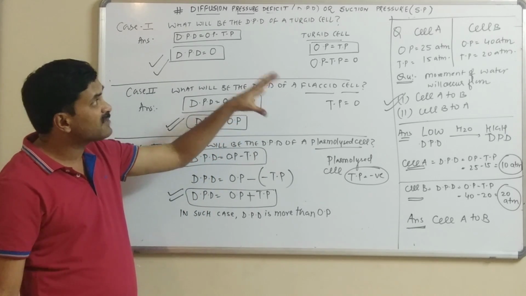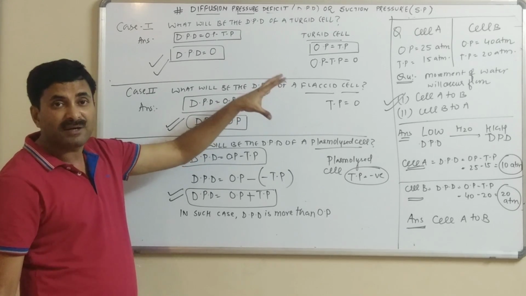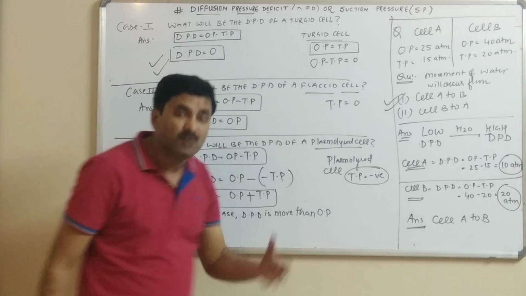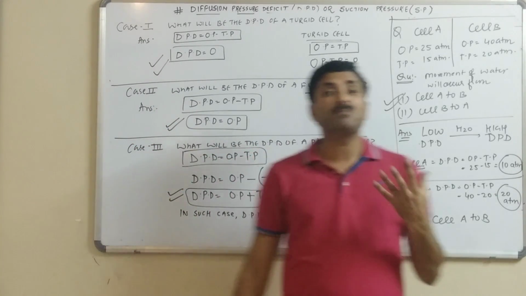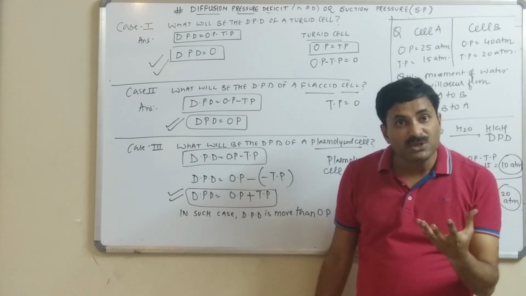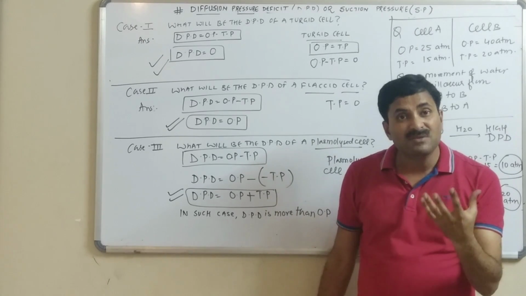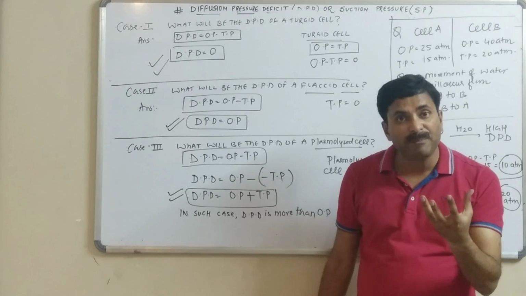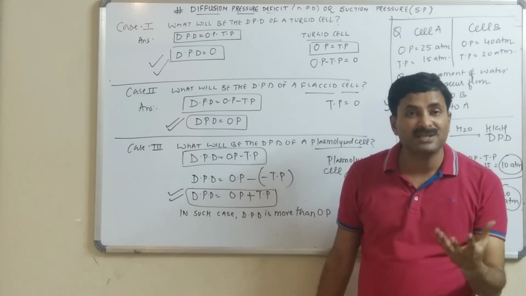So dear student, this was a very important topic related to diffusion pressure deficit. We'll be coming soon with a few more videos which will be based on water potential, the plasmolyzed cell, water absorption, ascent of sap, transpiration, photosynthesis.